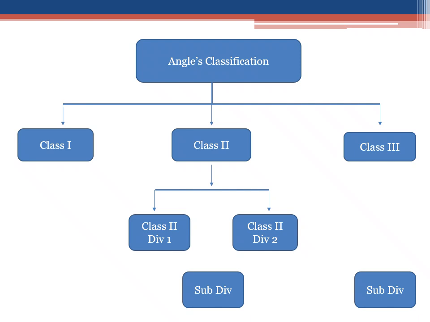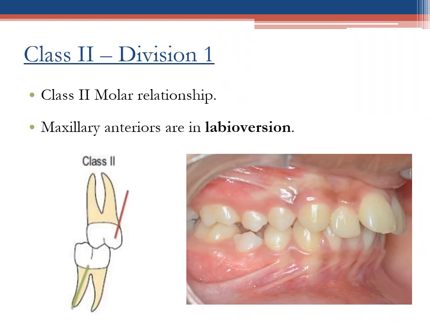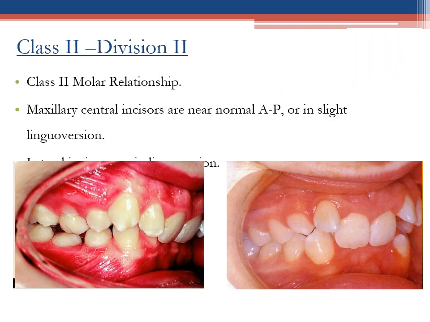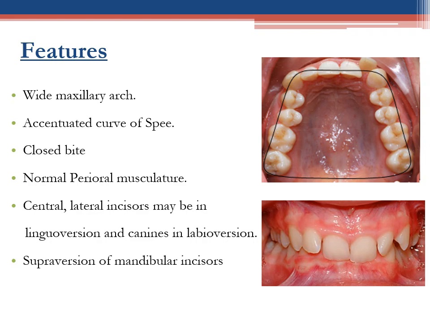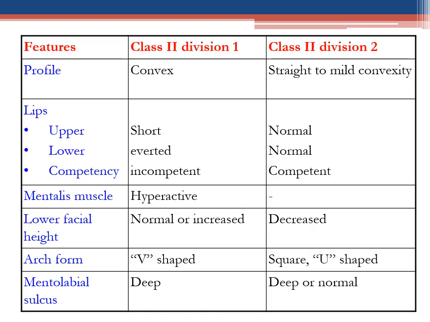Today we are going to discuss the management of class 2 malocclusion. As you may know, class 2 malocclusion, according to the epidemiological data, is the second most common malocclusion in our population. So it's imperative that we have an idea about what class 2 malocclusion is, what is the probable cause of class 2 malocclusion, and how we are going to manage class 2 malocclusion.